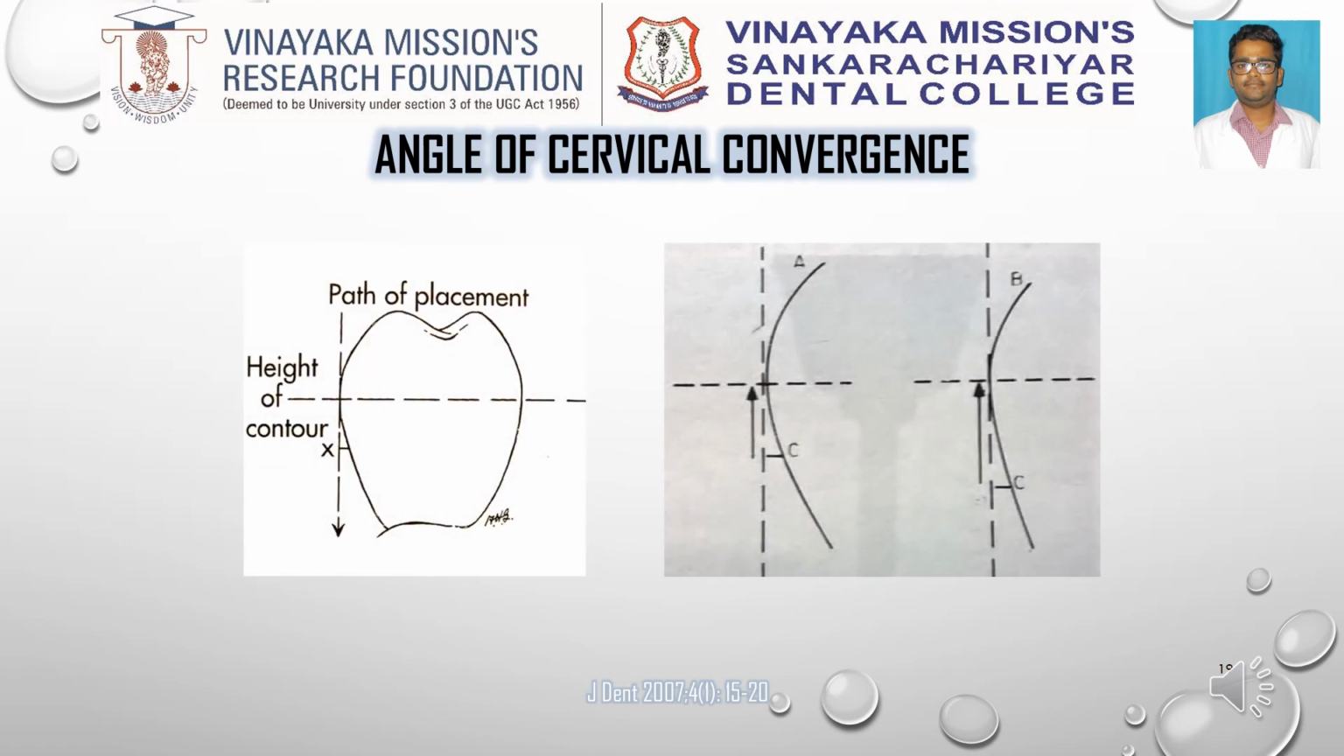Angle of cervical convergence. This is the angle that is formed on the intersection of the height of contour to the path of placement, which is generally noted in the gingival half or the infrabulge region of the height of contour.